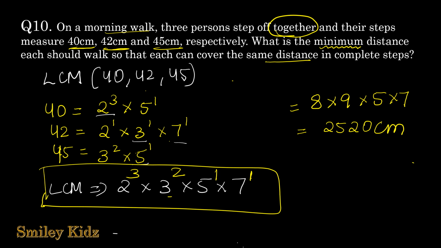Now what is the minimum distance each should walk? The minimum distance each should walk so that each can cover the same distance in complete steps is 2520 centimeters.